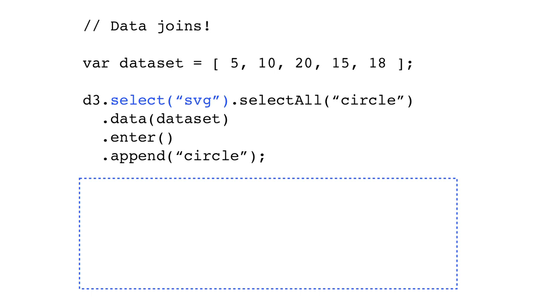So here we have this dataset array that I already made. I have five values: 5, 10, 20, 15, and 18. And then this is my first piece of D3 code. So we're going to step through what goes on here. First I have this d3, which calls the library. If you're used to using jQuery, you probably use a dollar sign. That's the same thing. You're just referencing the library.